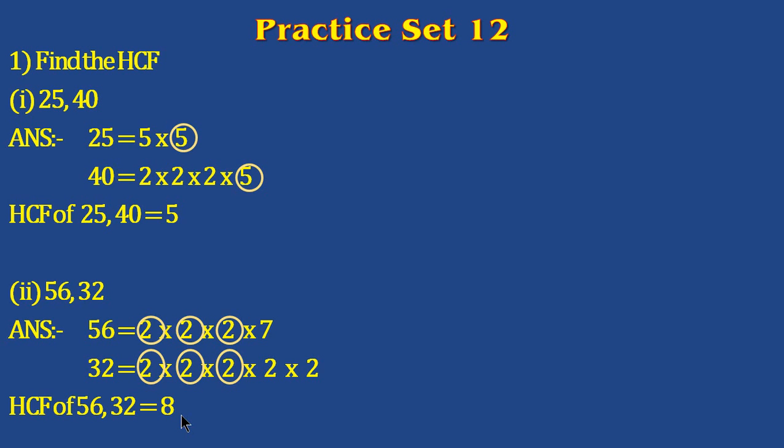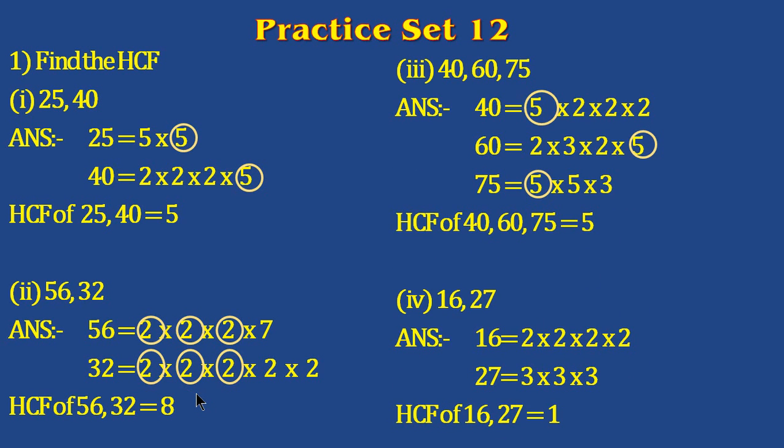Now instead of two numbers, we'll try to understand HCF with three numbers, 40, 60, 75. 40, you can see how it is prime factorized: 5 multiplied by 2 multiplied by 2 multiplied by 2. 60 can be factorized as 2 into 3 into 2 into 5. This is prime factorization. 75 can be written as 5 into 5 into 3.